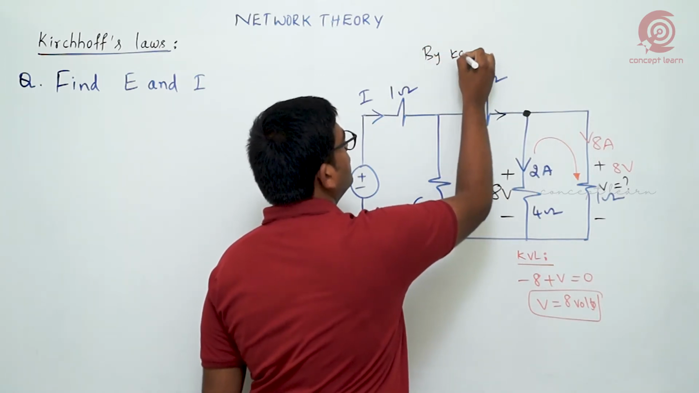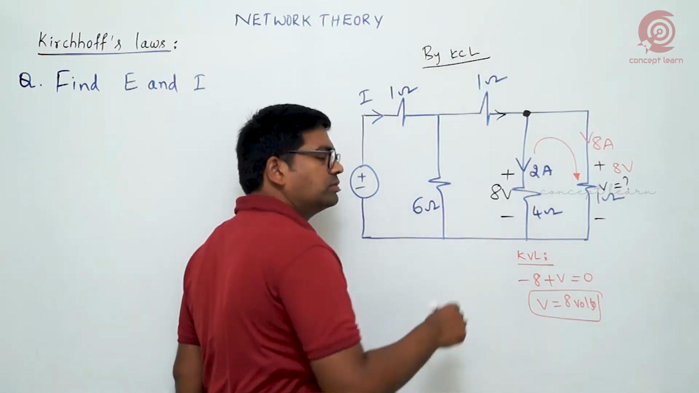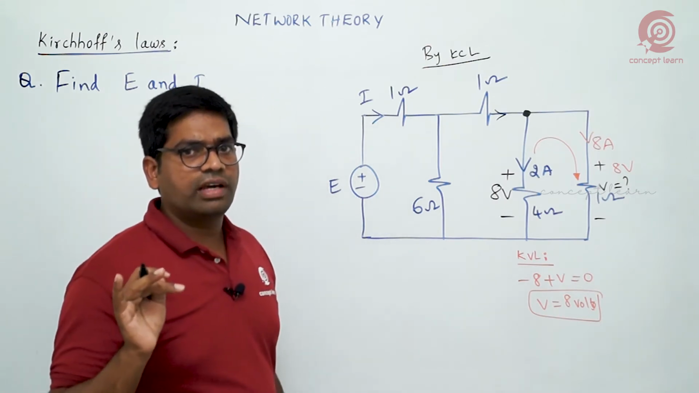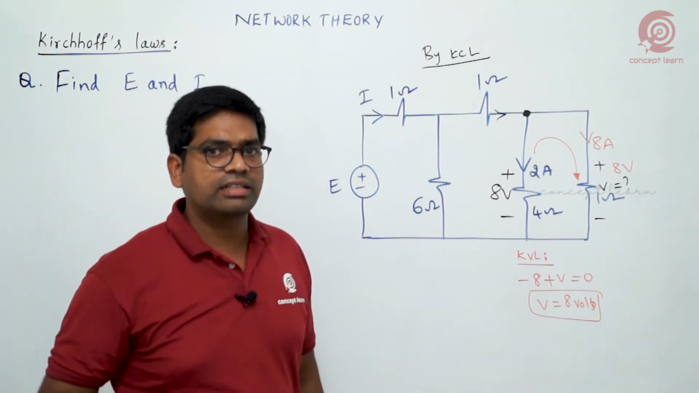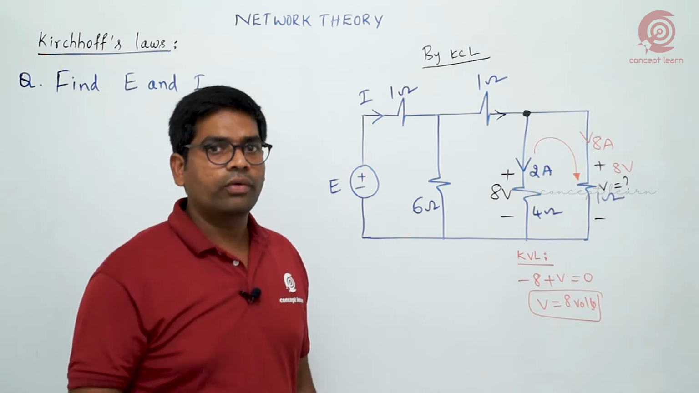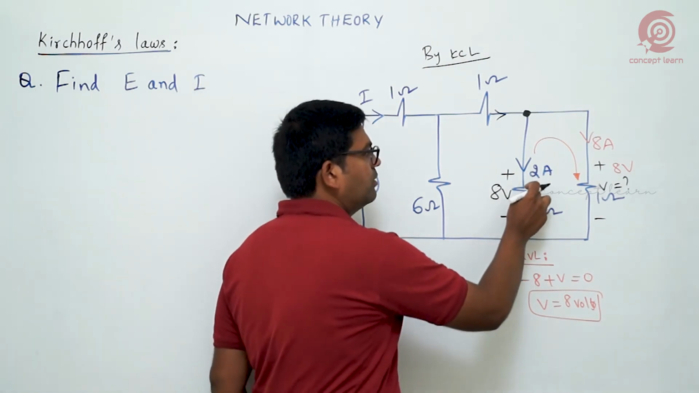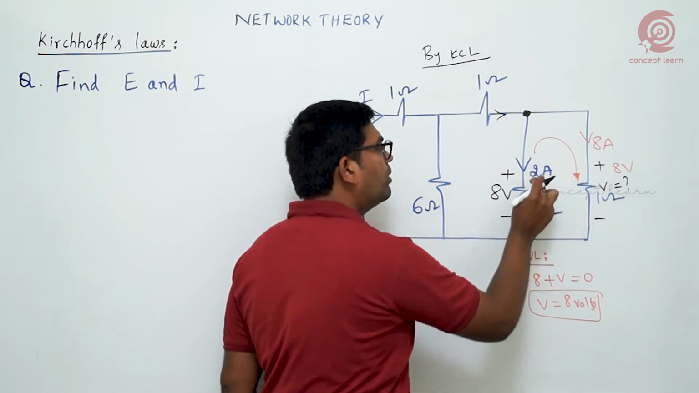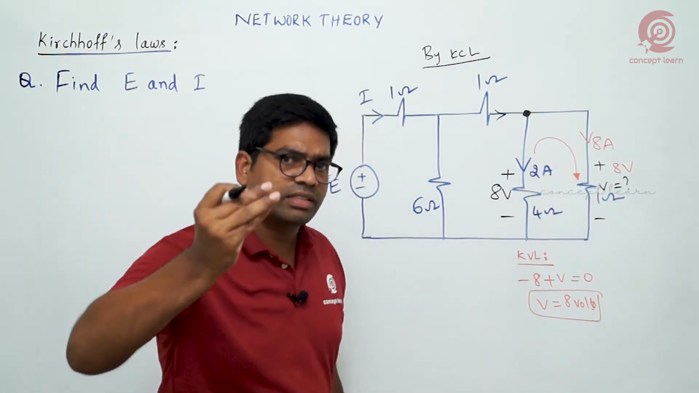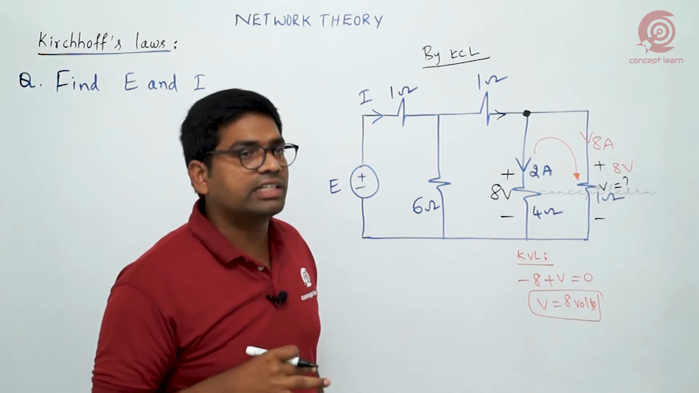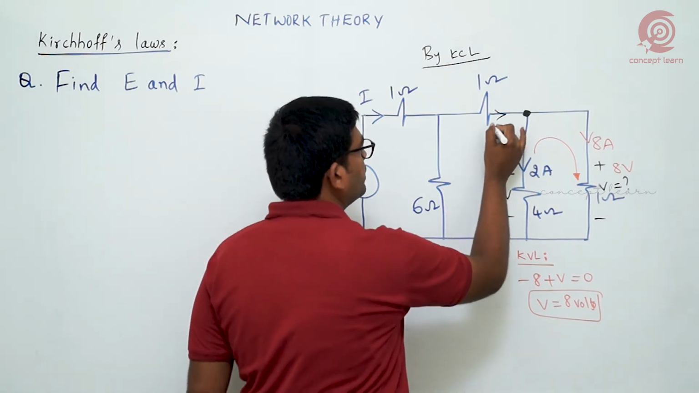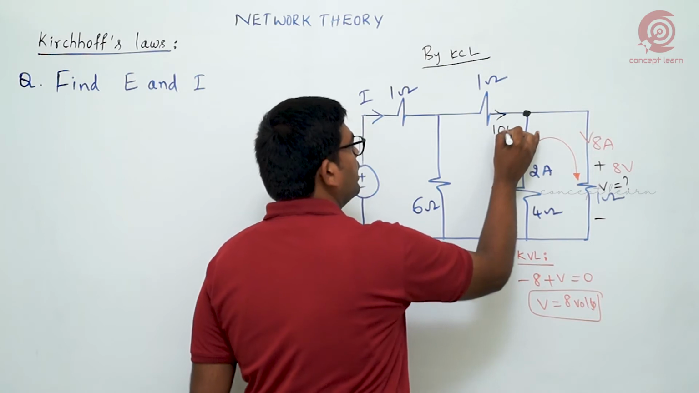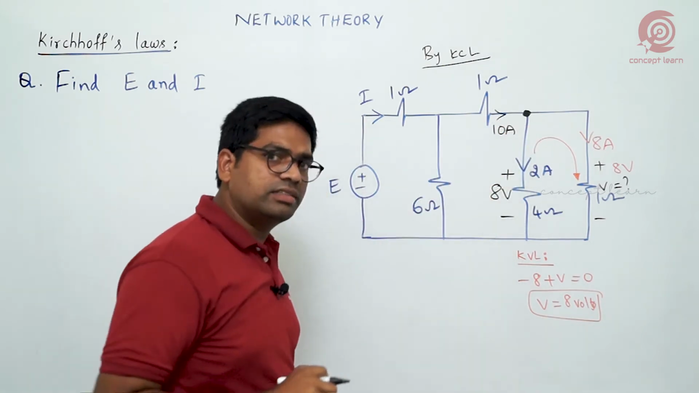By KCL, the algebraic sum of leaving currents is 0, or the sum of incoming currents must be equal to the sum of outgoing currents. If 2 and 8 are both outgoing branches, the sum will be how much? 8 plus 2, 10 amperes must be incoming, then only KCL is satisfied. So here, what must be the current by KCL? 10 amperes. And one more thing, it is a resistor.